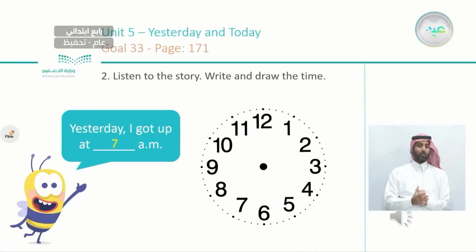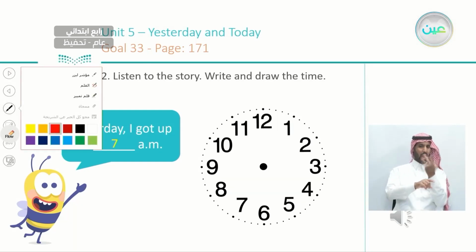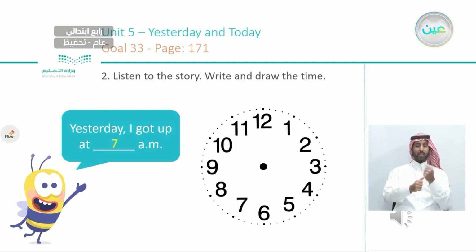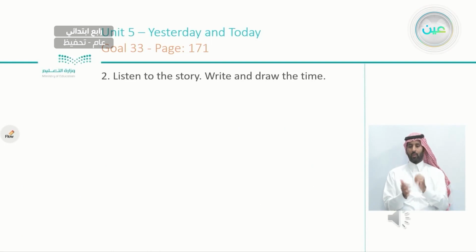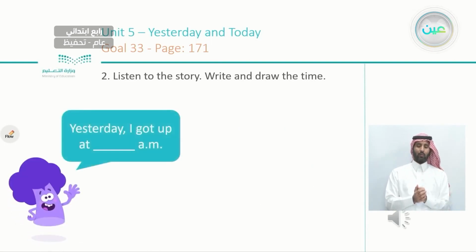Okay, now let's draw the hands here. Okay, so it's what? 7. So we will make the short one here and the long one here. So this is 7. Excellent. Okay, let's move to the second one here. Okay, we have another character. Listen and tell me.